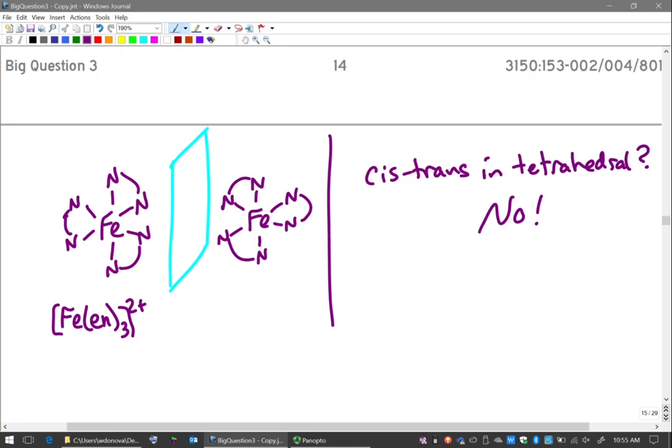If you took that plane polarized light and let it shine through a pure solution of one enantiomer, the light would be rotated x degrees to the right. The other enantiomer, a pure solution of that enantiomer, would rotate the light negative x degrees. It would rotate it to the left, the same amount.